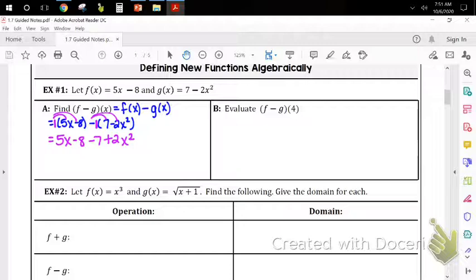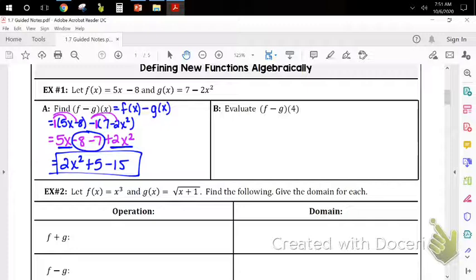Once we get rid of the parentheses, then all we have left to do is combine like terms, and we want to write our exponents in descending order. So start with the largest one. So we have an x squared, so we have just a 2x squared. And then our x, which is just a 5x. And then notice we do have like terms here. So negative 8 minus 7 is negative 15. And so there is our solution.